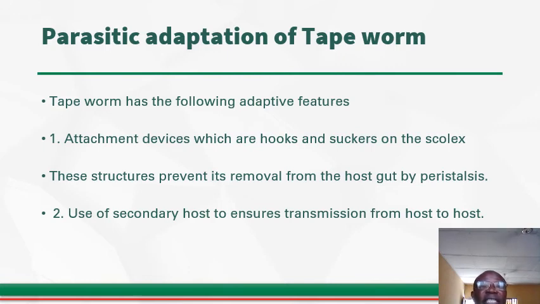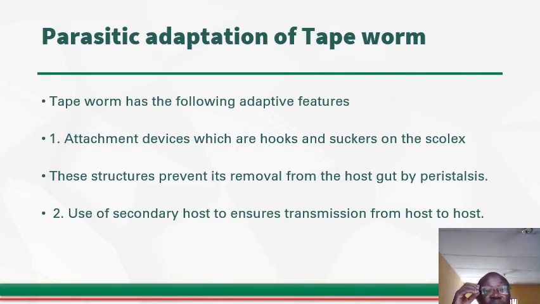Then what are the parasitic adaptations of tapeworm? They have the following adaptive features which enable them to live successfully in their host. Number 1, they have attachment devices. The attachment devices are hooks and suckers, which are found on the head, the scolex. These structures prevent its removal from the host gut by peristalsis. So when they attach themselves to the host, it is very difficult for them to be removed because of the presence of the hooks and suckers.